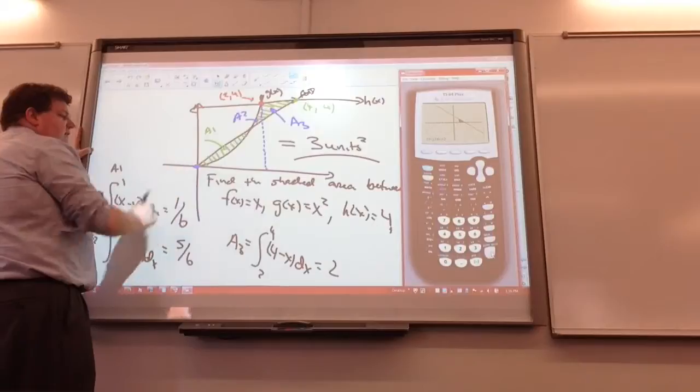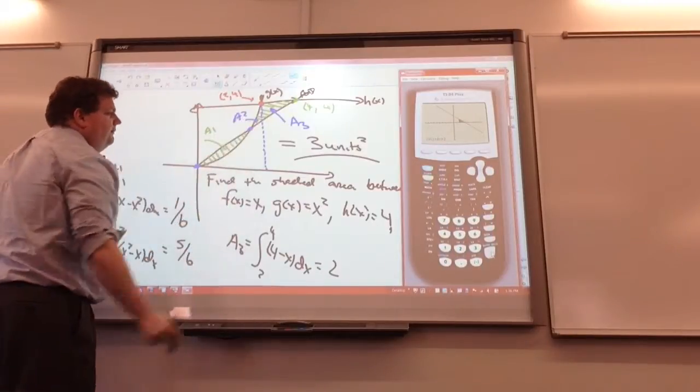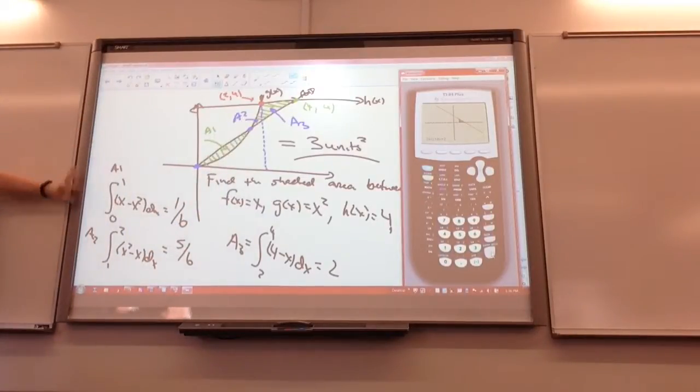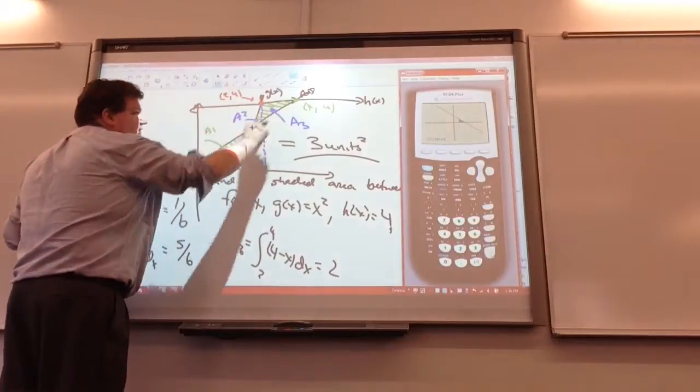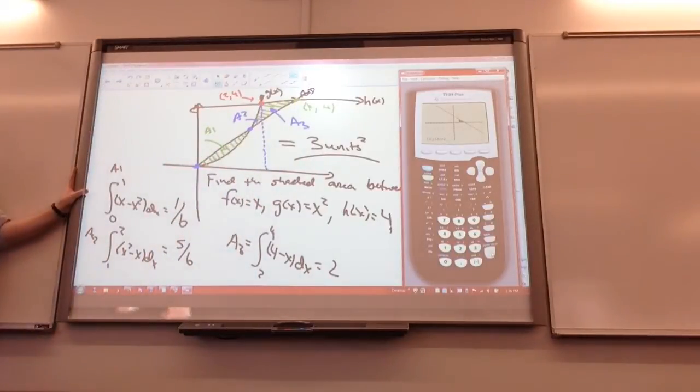They cross right here at 0, and they cross again right here at 1. Yep. That's how I was able to write that one. My next one, they flip. X squared is bigger now, so it's first, so it's x squared minus x. And we end the system at 2 because that's where x squared crosses the line h of x. Okay? And so you're figuring out the intersections as well.